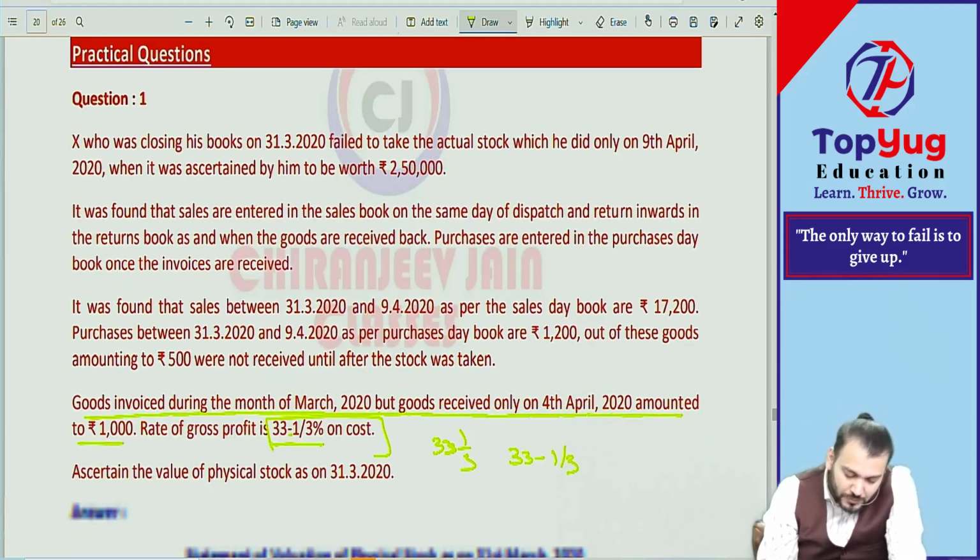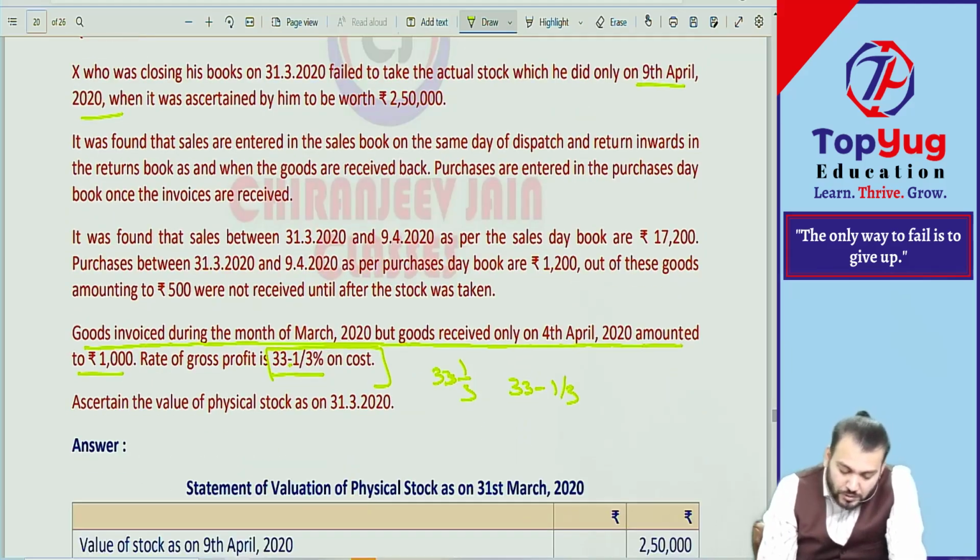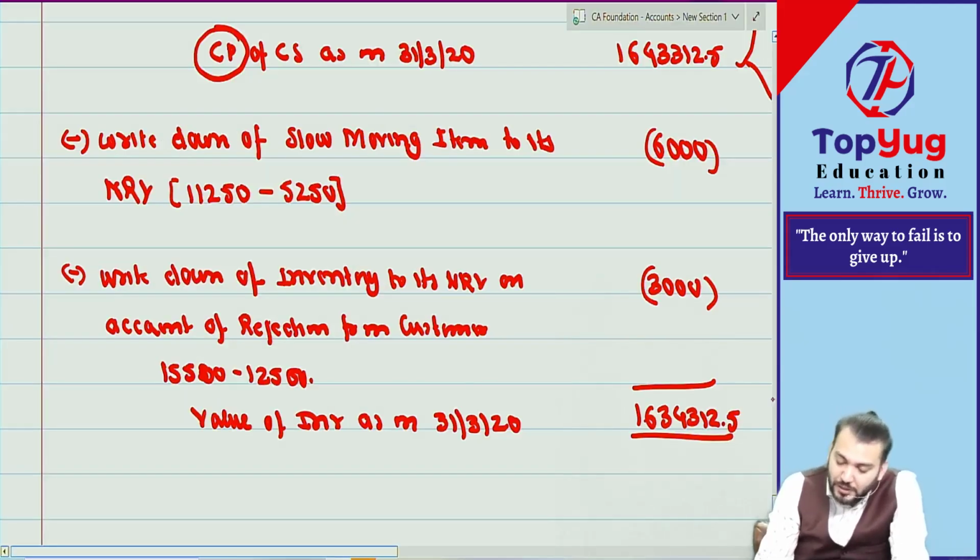Tell me, stock taking was done on which date? On 9th April, correct? So goods invoiced during the month of March, but goods received on this date. Just try to understand. There are 2 points. They have asked for physical stock. What is the meaning of physical stock? It means how much is physically available. Just try to understand, everyone.